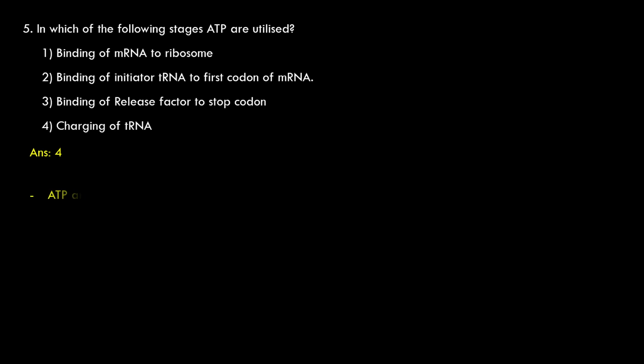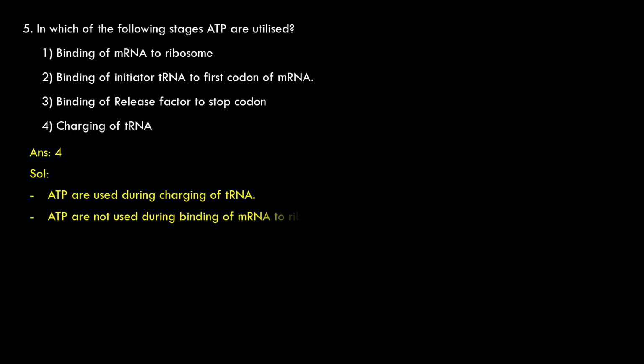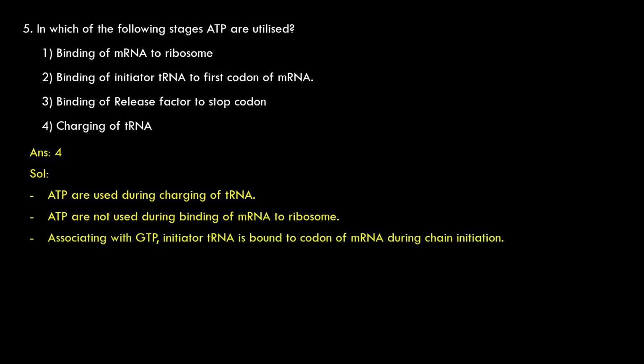Let us see the answer. ATP are used during charging of transfer RNA. ATP are not used during binding of messenger RNA to ribosome. In association with GTP, initiated transfer RNA is bound to codon of messenger RNA during chain initiation. At this time, there is no usage of GTP. GTP are utilized while dissociating the various initiation factors. GDP and release factor are bound to stop codon during chain termination. Absolutely, GDP plus release factor 3 are bound to stop codon.